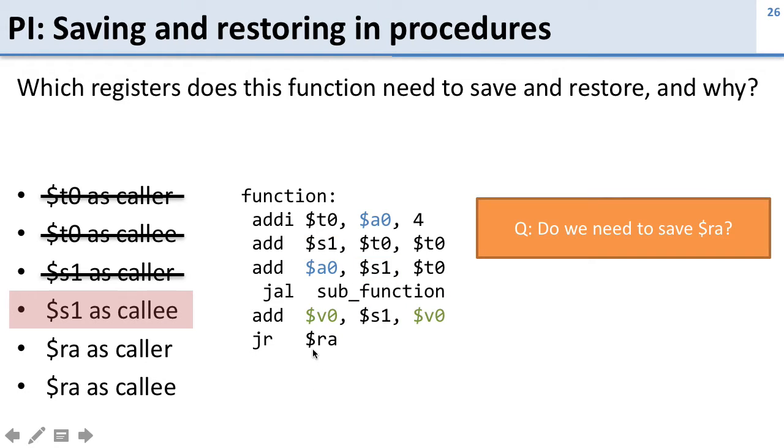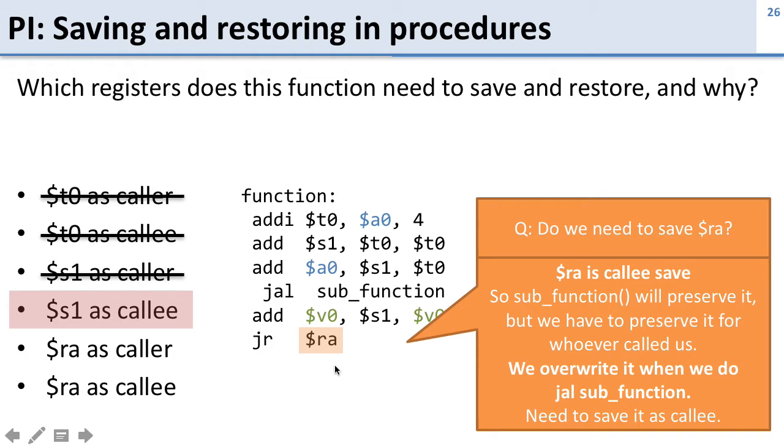Finally, do we need to save RA? Well, RA is callee save. So that means if subfunction in here changes it, it'll put it back for us. But when we do jump and link, it updates RA, it changes it. And so we need to save it before we do jump and link so that we can restore it when we jump out of our function. So we do need to save it. We need to save it as a callee.